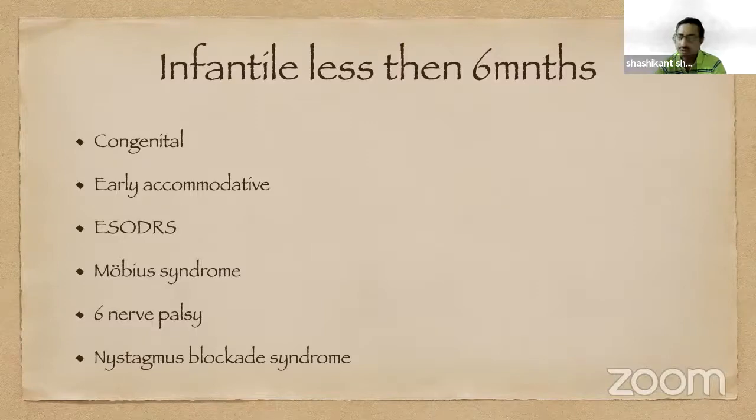Then sixth nerve palsy. Usually, Jampolsky feels that congenital sixth nerve palsy doesn't exist. Most of the patients who are diagnosed with congenital sixth nerve palsy usually have Duane's retraction syndrome, because 30% of Duane's retraction syndrome patients may not have retraction or upshoot or downshoot. And we need to differentiate nystagmus blockade syndrome, which can be diagnosed by eye movement recordings.